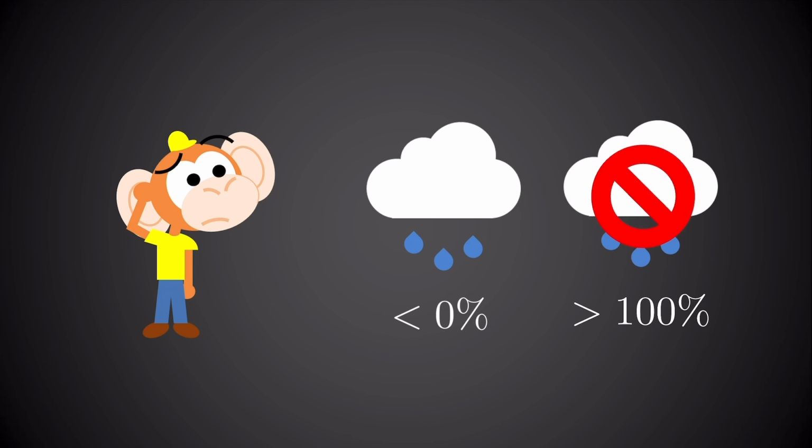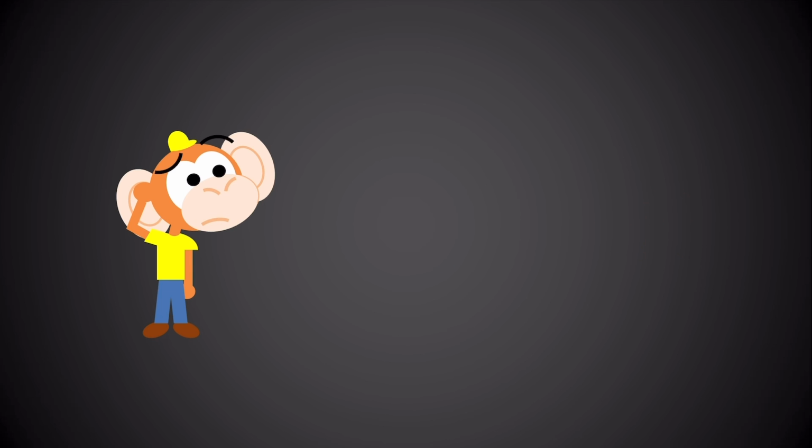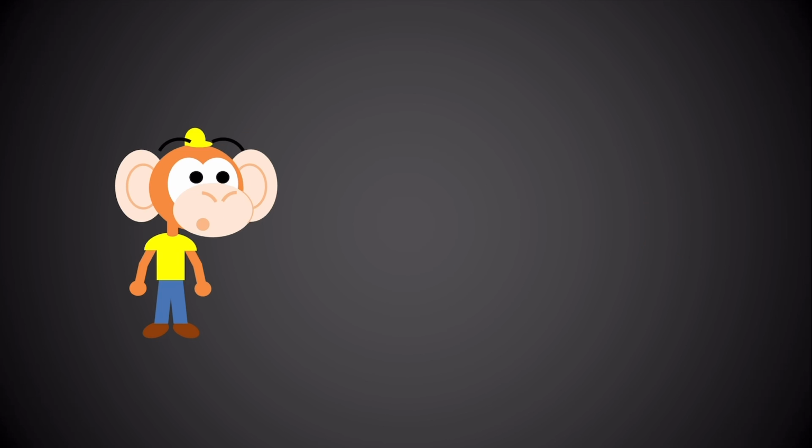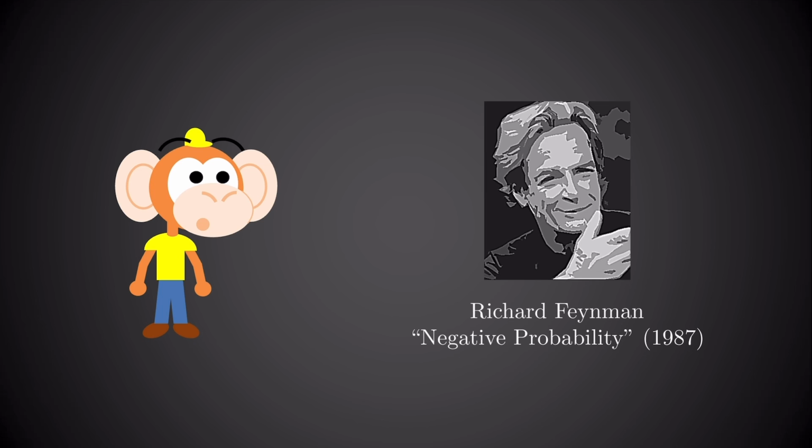You might be tempted to think that negative probabilities have no place in probability theory in general, and should always lead to these kinds of absurdities. But as it turns out, that's not entirely true. As Richard Feynman argued in a 1987 paper, the idea of negative probability may be no more mysterious than something like negative money, which is a concept that we use fairly often in financial calculations.